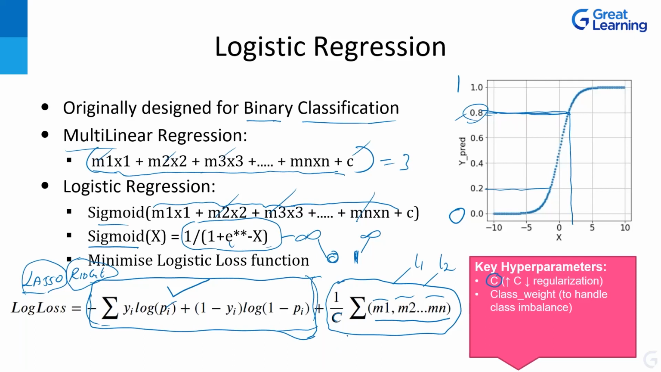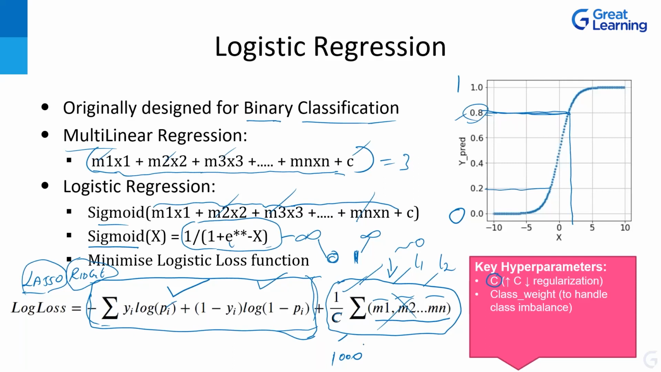Let's say in this function, the value of C is 1000. Now in this equation, it is 1 over C. That means this term will become very, very small, very, very tiny, and therefore it will be almost similar to 0. That means in a way, we are canceling out this term. If C is equal to 1000, our loss function remains the standard logistic regression loss function.